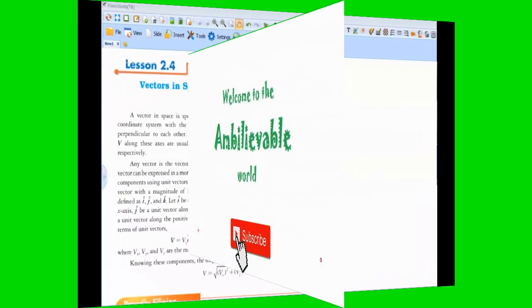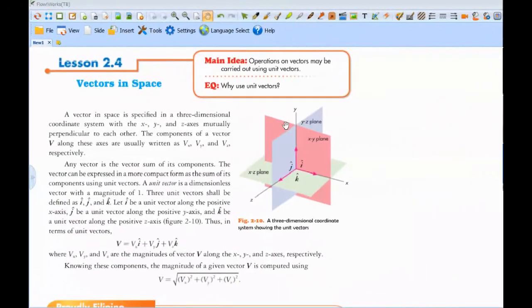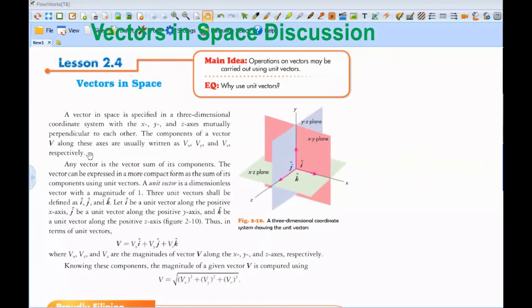Lesson for today. It's all about vectors in space. A vector in space is specified in a three-dimensional coordinate system with x, y, and z axes mutually perpendicular to each other. The components of a vector v along these axes are usually written as v of x, v of y, and v of z. As you can see on the plane, any vector is the vector sum of its components.